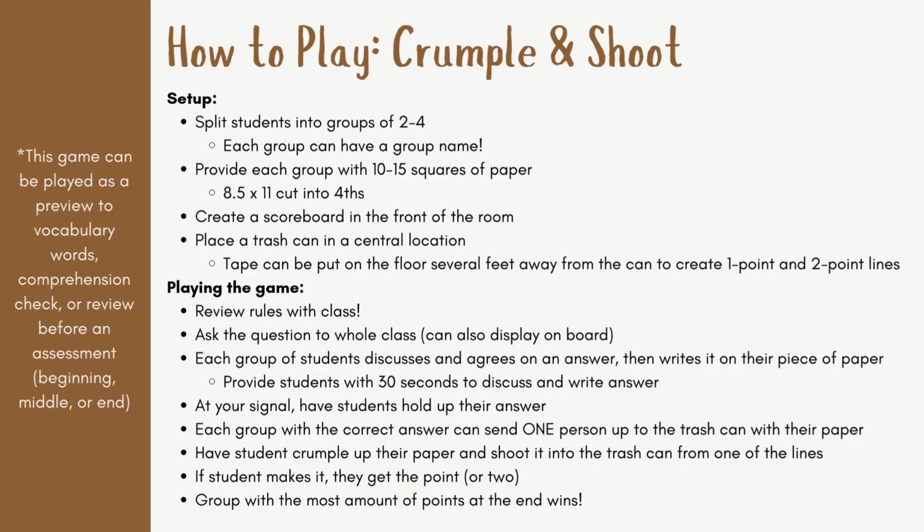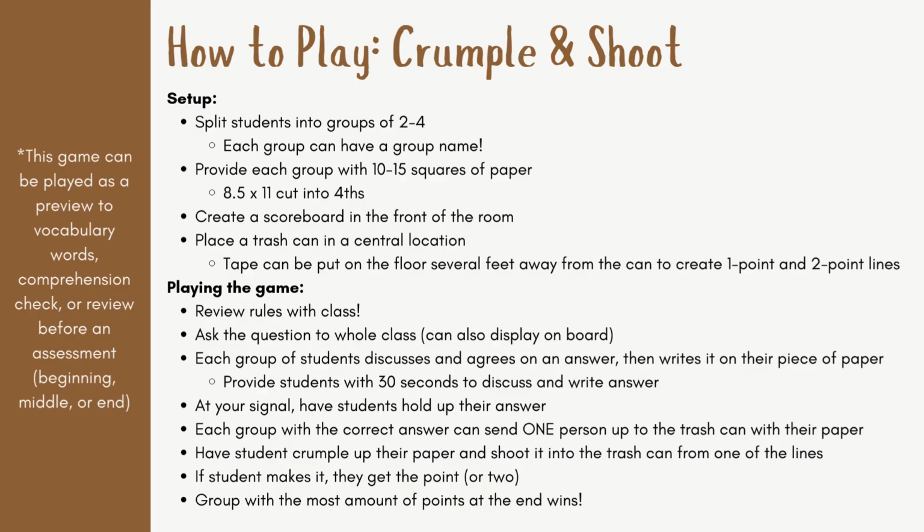We also need to create a scoreboard that will be in the front of the room that we will use to keep score during the game. We also need to place a trash can in the central location of the room. Another optional addition is to place tape on the floor several feet away from the can to create a 1-point and a 2-point line. So you can either have just one line where all the students will shoot from, or you can create a 1-point and 2-point line so they can choose which one they want to shoot from.